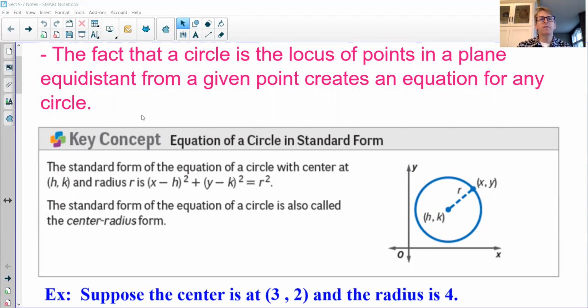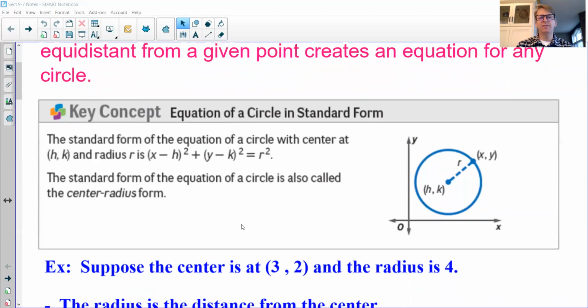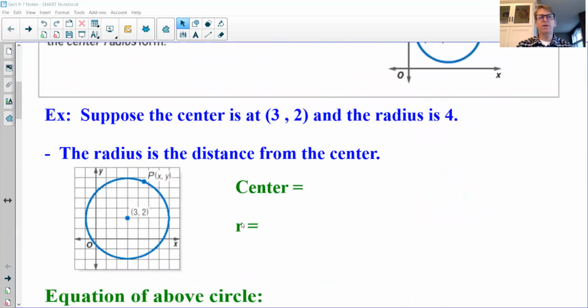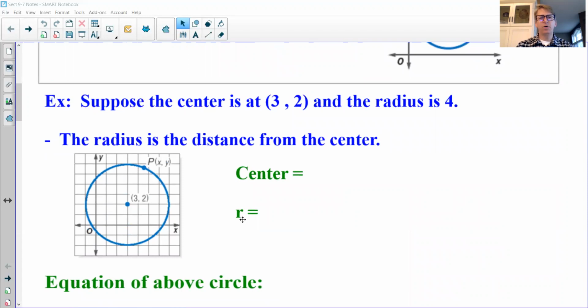So this is what we're focusing on today in this lesson, 9-7, equations of circles. So let's go through this. It might be a little long lesson today, but as we've done in the past, we'll encompass this over a couple days. Let's start with this example here. Suppose the center is at 3, 2, and the radius is 4.